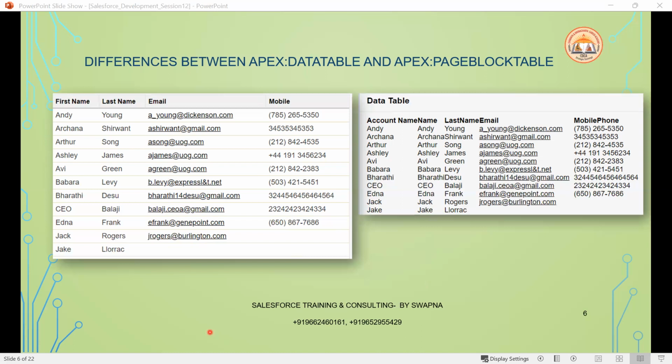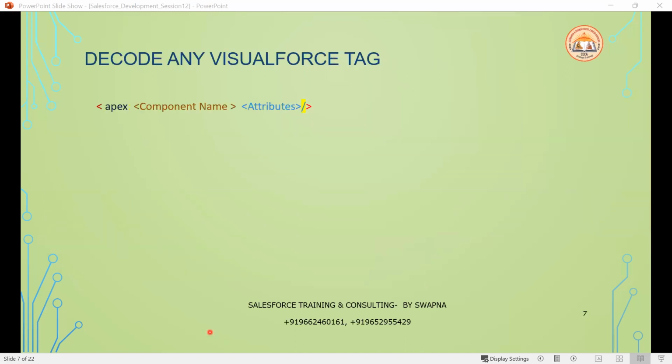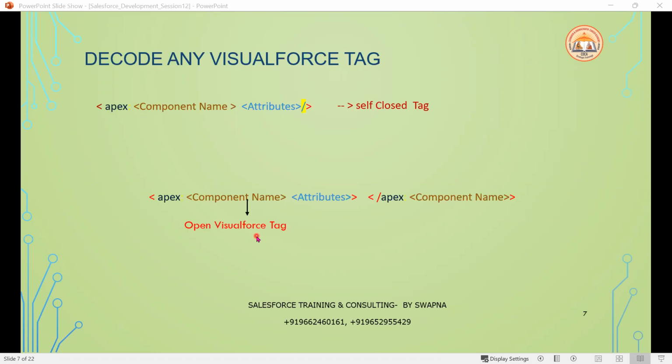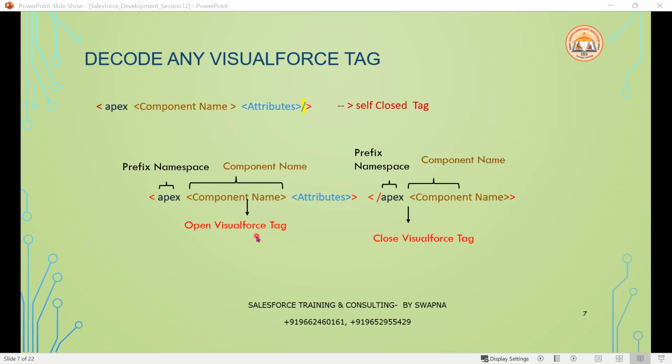Okay. So next, decode any Visualforce component, any Visualforce tag. What is this apex component? It is a self-close tag. Apex is the namespace, then the Visualforce tag component name, then the attribute names. So: prefix name, component name, and then attribute names.